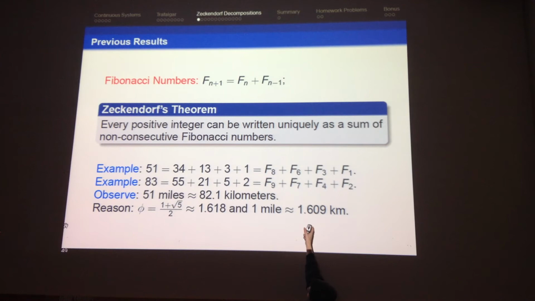This is just a coincidence, or at least I believe it's just a coincidence, that the golden mean happens to be so close to the conversion factor. But if you want the longest possible way to convert from kilometers to miles, if you don't feel like multiplying by 1.609, you can calculate the Zeckendorf expansion, increase all your indices by 1, and sum. And if you want to convert from miles to kilometers, you just go the other direction.